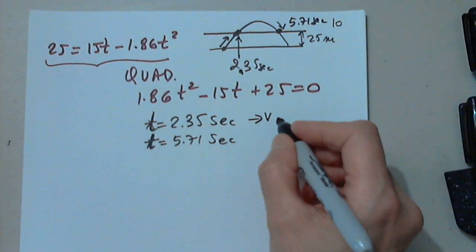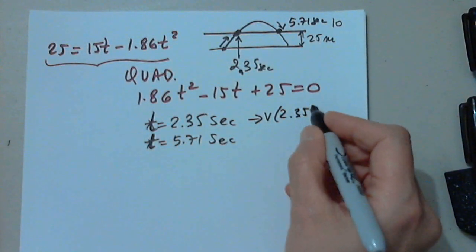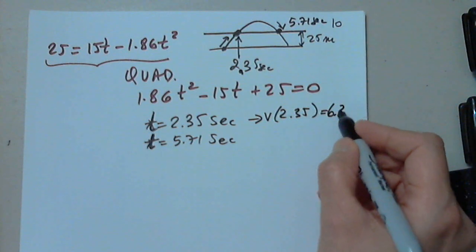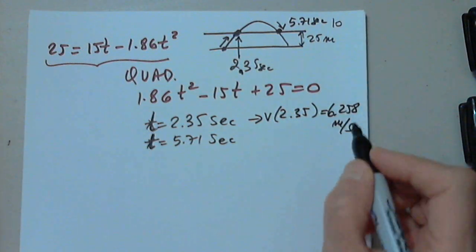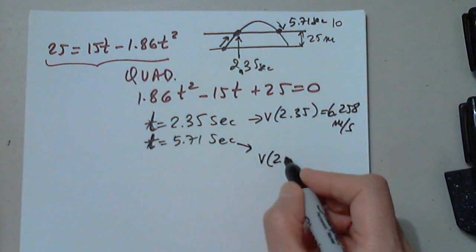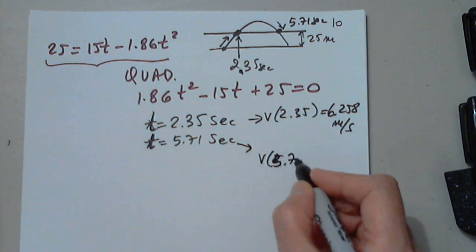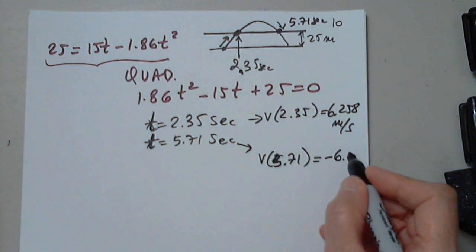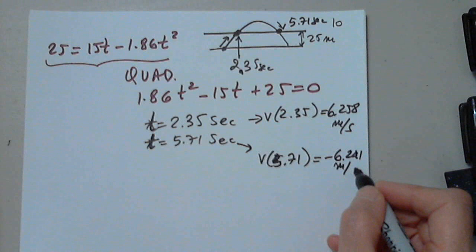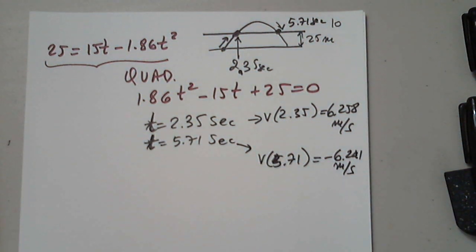So V for 2.35 is 6.258 meters per second. And the other one, for 5.71, is negative 6.241 meters per second. But they should be exactly the same. Okay, now, any questions on this problem?